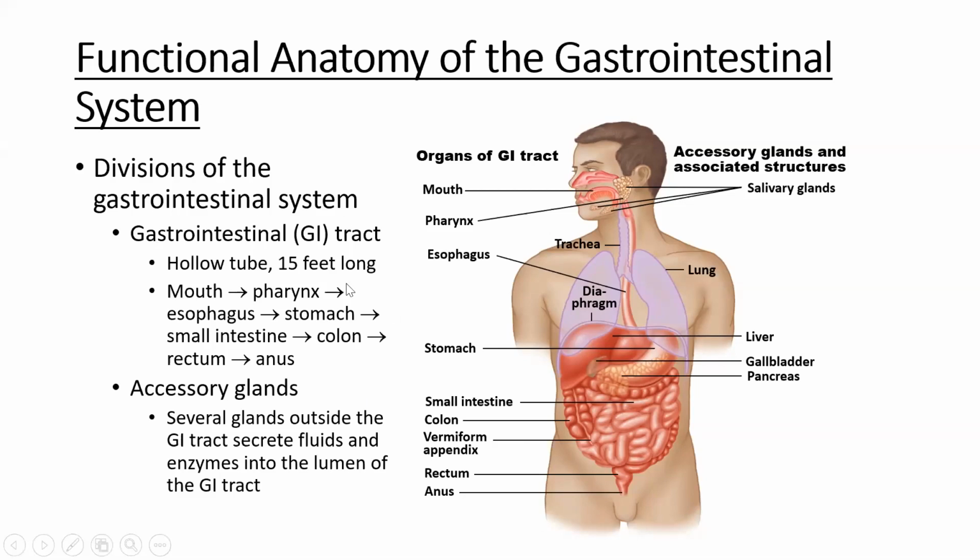We also have accessory glands that I pointed out earlier. So this is the liver, the salivary glands, which help to moisten food in the oral cavity, and the pancreas, which is secreting some of those digestive juices into the lumen as well.